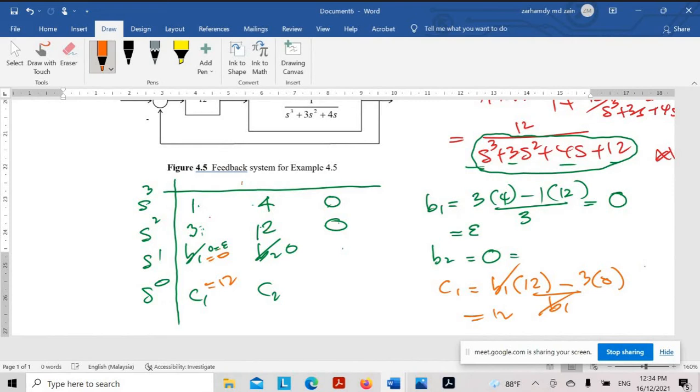If you can see here, in column 1, all the signs are positive, even though B1 is 0. No problem. It means that our system is still stable. Any questions? If we get zero, it is fine, leave it. But we assume epsilon temporarily to get the value at C1.